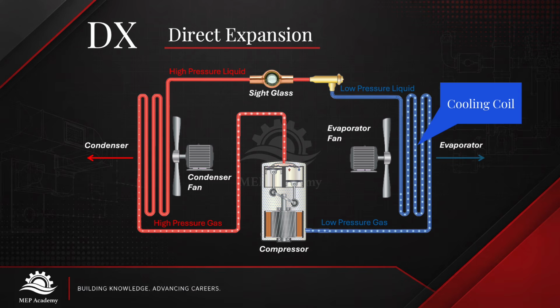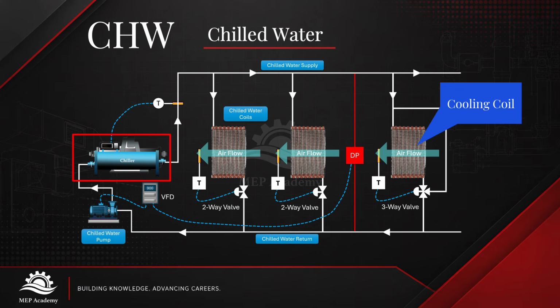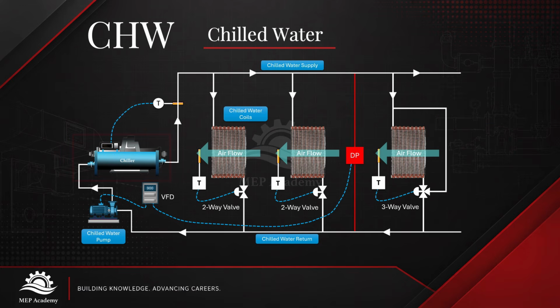It's commonly used in rooftop units, packaged equipment, split systems, and other HVAC equipment that doesn't rely on a central chilled water system. Number 22. CHW, chilled water. Chilled water is cold water produced by a chiller and circulated to cooling coils in air handling units, fan coil units, and other HVAC equipment. The water absorbs heat from the air and carries it back toward the chiller.